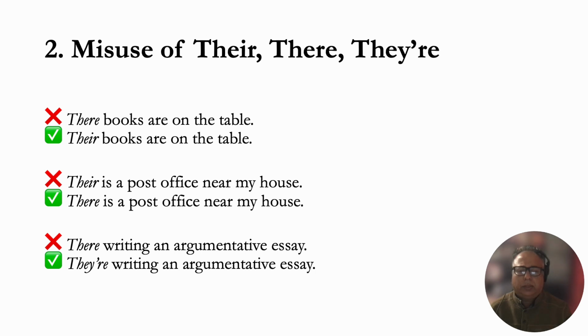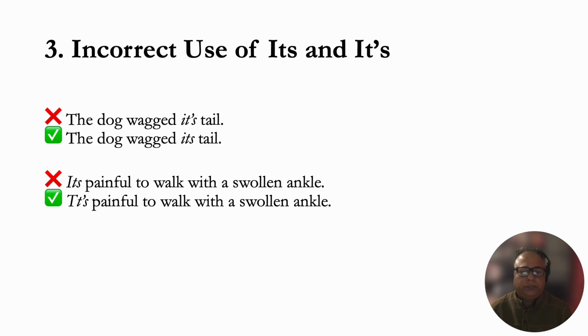Now you may be wondering, they all sound the same, Professor Warsi. What's the difference? There, their, and they're, which is a contraction of they are. So there books are on the table. You see, there's an X. There books are on the table is incorrect. The correct way to say this is their books are on the table. Okay, so consider the other two examples and learn the correct way to say this.